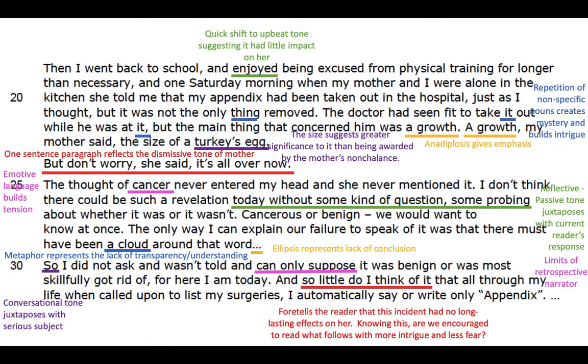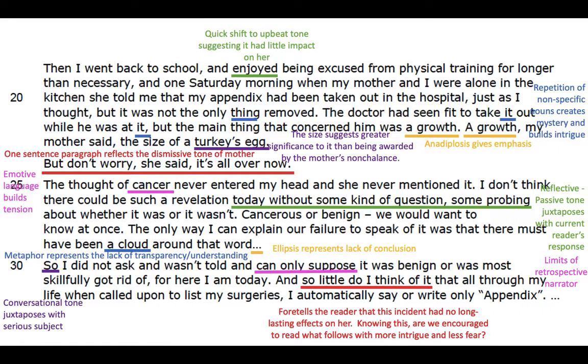But when speaking to her mother about her hospital visit, her mother tells her that it wasn't only her appendix that had been taken out, but that, and look at the non-specific nouns used here, it was not the only thing removed. The doctor had seen fit to take it out while he was at it. The main thing that concerned him was a growth. Okay, so we've got repetition of non-specific nouns, which creates mystery and builds intrigue.